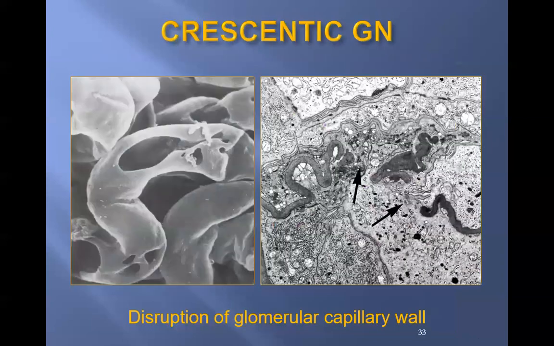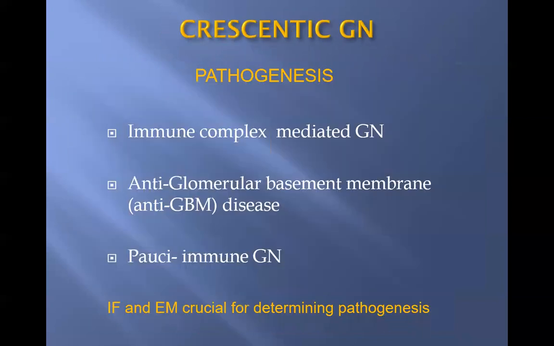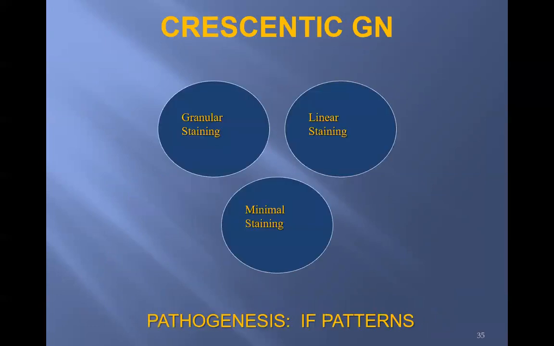on electron microscopy, you can see there is a disruption of the basement membrane. This is the basement membrane and it is disrupted. So there are three things, as we know: immune complex mediated glomerulonephritis, anti-glomerular basement membrane antibody, which is anti-GBM, or pauci-immune because of ANCA. Pauci-immune means when you stain, you hardly get any staining there.